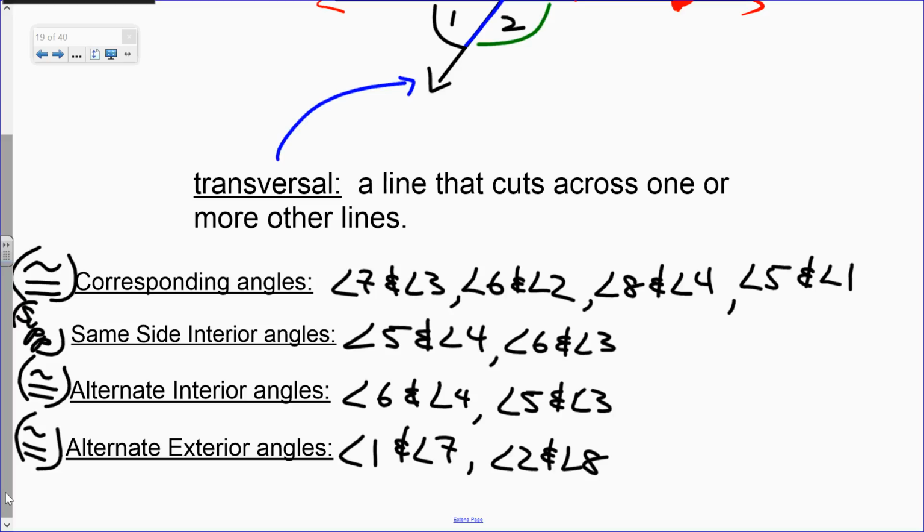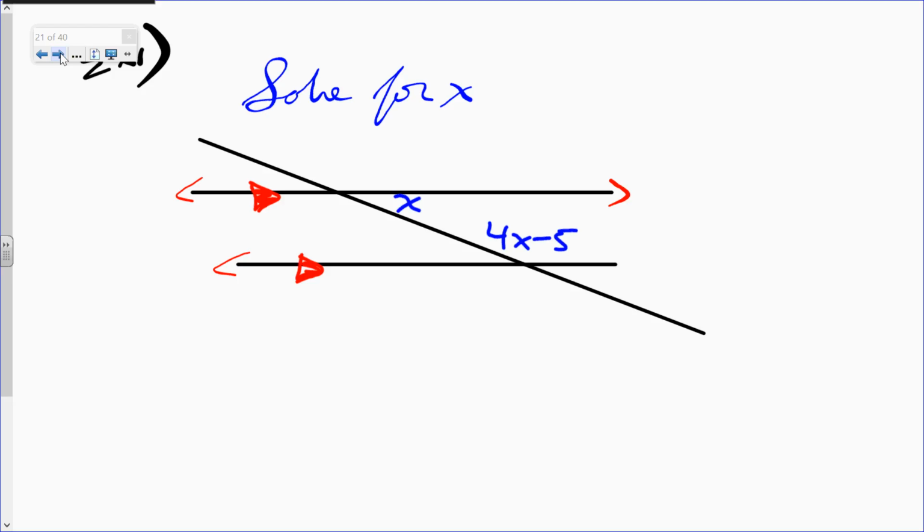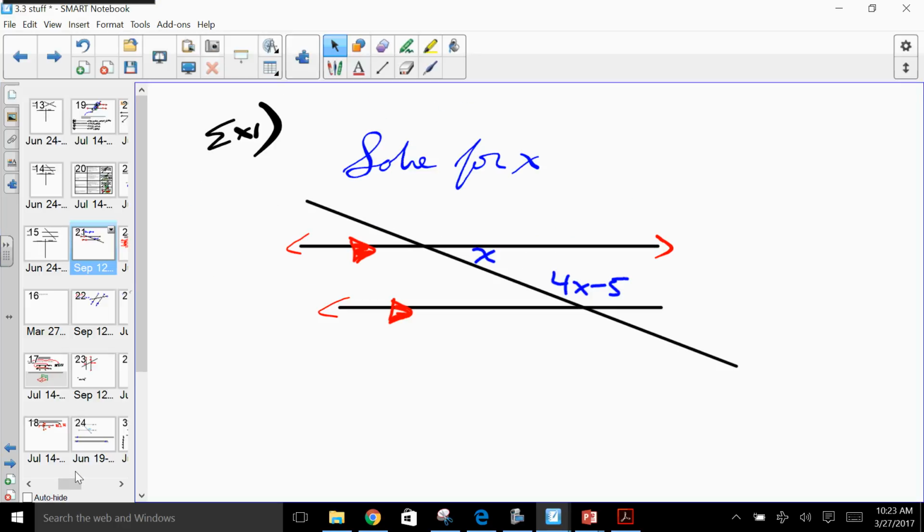Cool. I'm going to throw 2 examples at you of how to use these relationships, and we're done for the day. Here we go. Okay, here we go. Example 1. I'm going to copy this down. Let's use these relationships now.